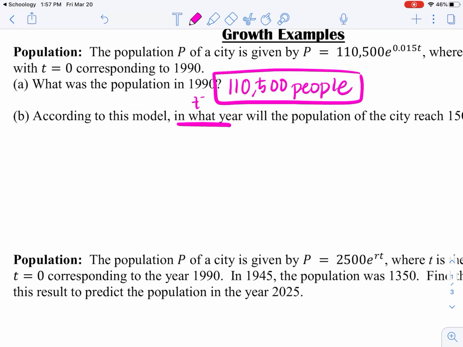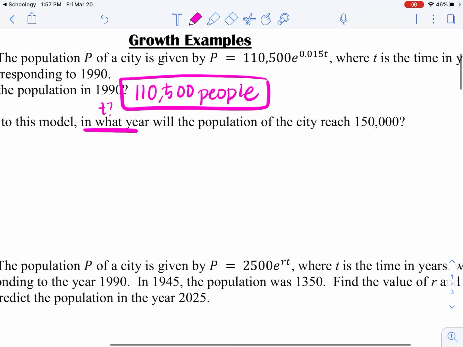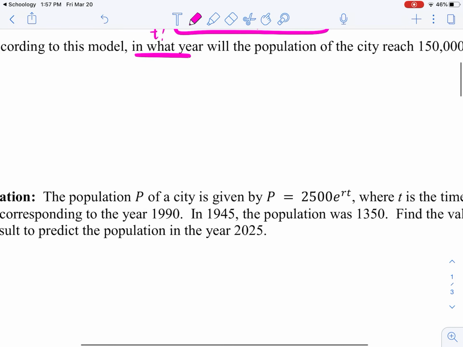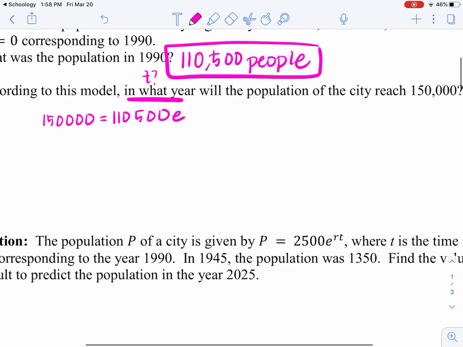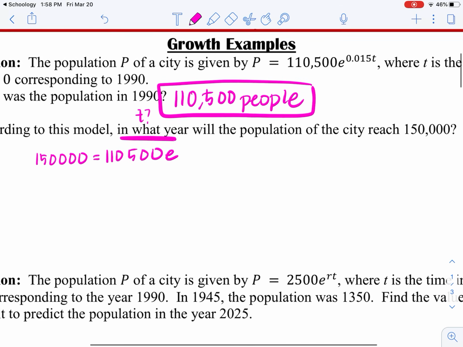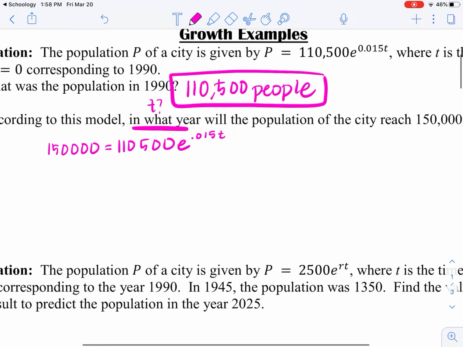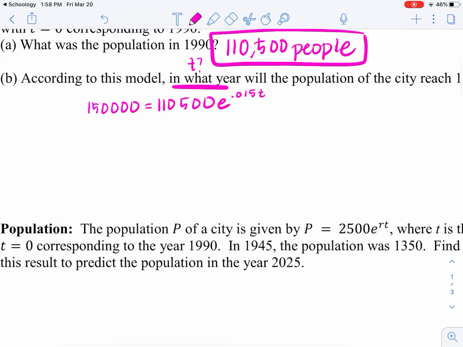All right, next part. According to this model, in what year, t, will the population of the city reach 150,000? So very similar to what we did yesterday. So we're going to say we know our final amount. We want to know when it's 150,000 equals our initial amount, 110,500, e to the rate times time was 0.015 times t. Okay, so now we have to solve for t.